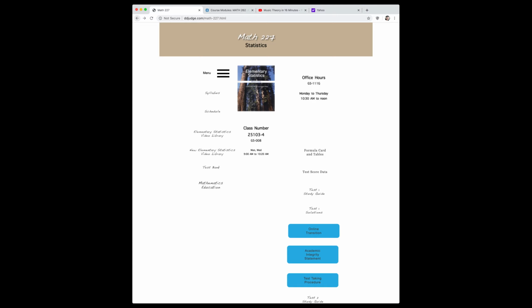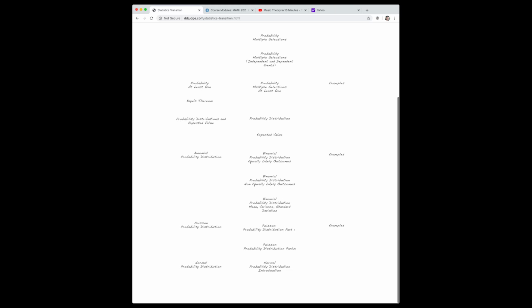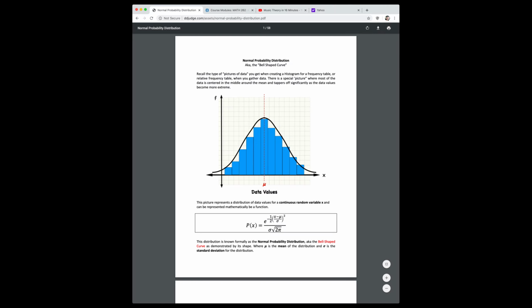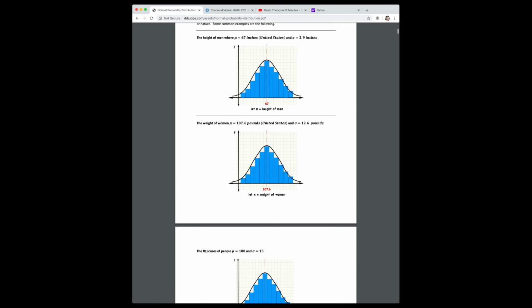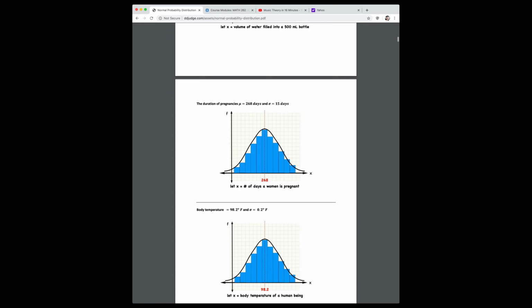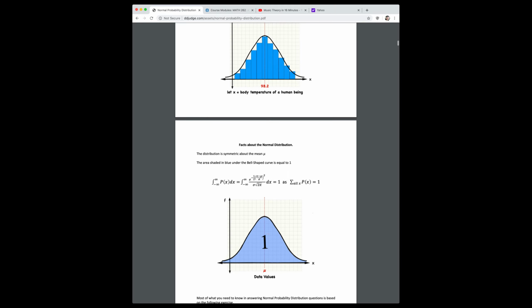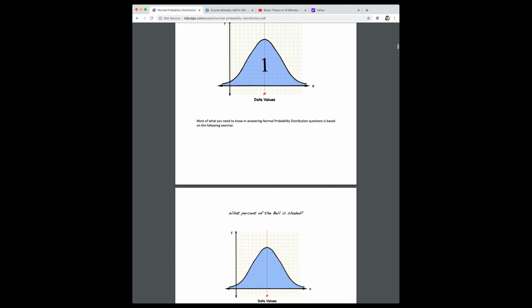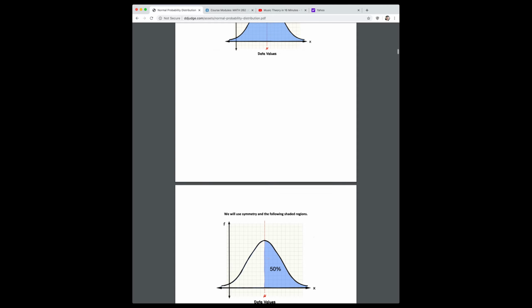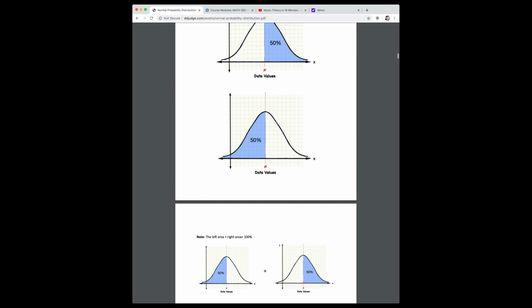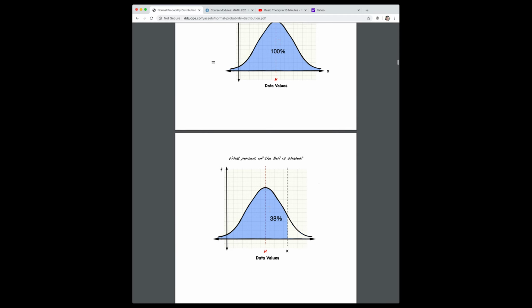And let's go back and continue where we left off. Where we left off was working with that normal distribution, right? Remember this here? These notes here. The normal probability distribution. And we went through some of these last time. I think we went through the areas of the curve, right? What percent of the bell is shaded? We went through that lecture. What about symmetry? We talked about those things.